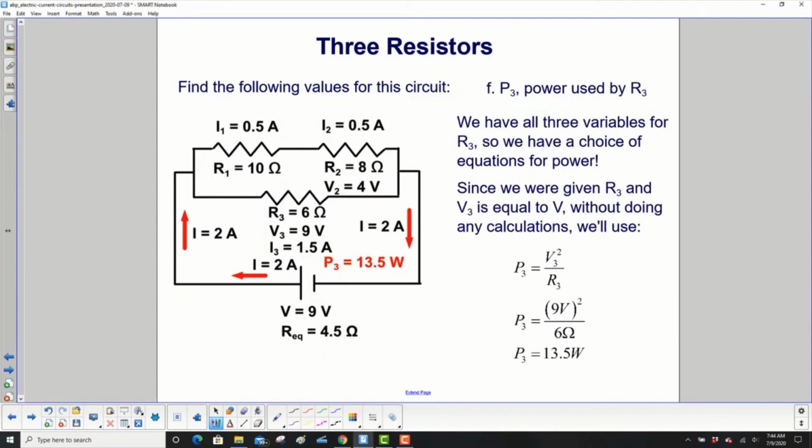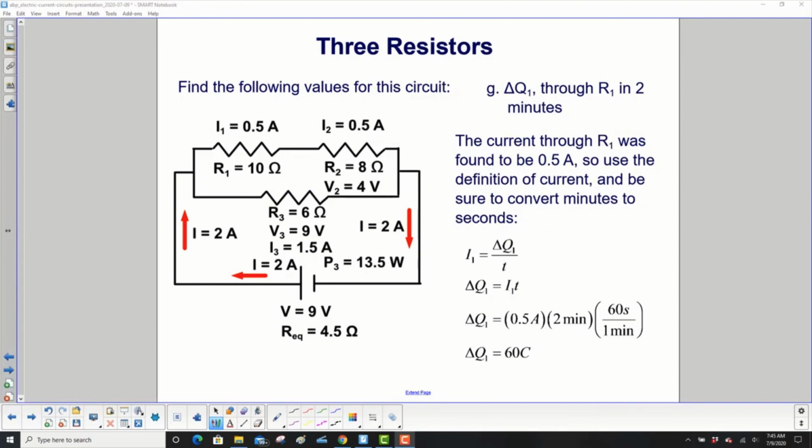Find the power used by R3. What's nice about annotating the different circuit elements is, look at this. I have the whole story about R3 right here. So I can use any equation I want for power. We can do I squared R, V squared over R, or IV. But since we were given R3 and V3 is equal to 9 volts, which we did without any calculations, we'll use V squared over R. So power is equal to V squared over R. All the subscripts are 3 because we're interested in resistor 3. And we get 13.5 watts.